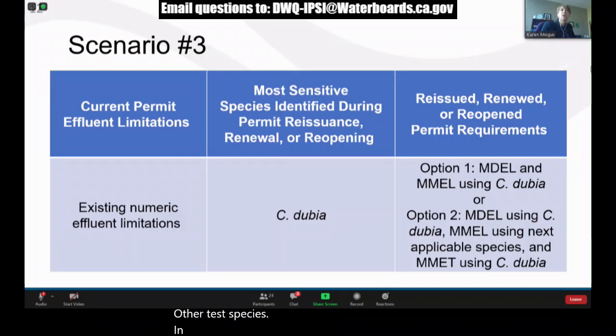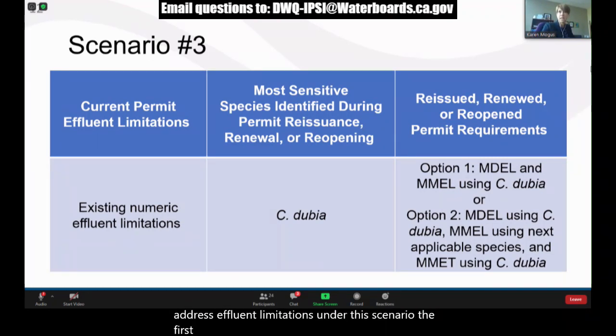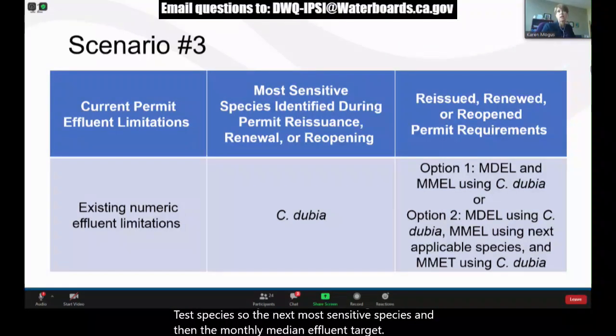In the third scenario, the current permit does include numeric effluent limitations for aquatic toxicity. And the most sensitive species identified during permit reissuance is Ceriodaphnia. And so we have a couple of options for how to address effluent limitations under this scenario. The first option is to include the maximum daily and monthly median effluent limitations using Ceriodaphnia just as the provisions are structured currently. Or the second option is to include the maximum daily effluent limitation using Ceriodaphnia, the monthly median effluent limitation using the next applicable test species, so the next most sensitive species, and then the monthly median effluent target using Ceriodaphnia dubia.